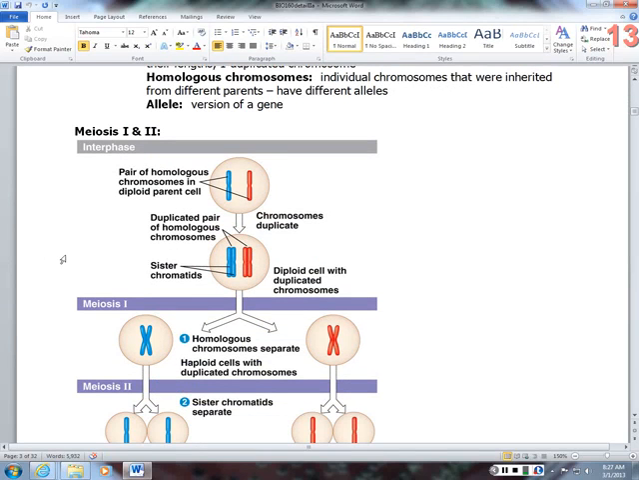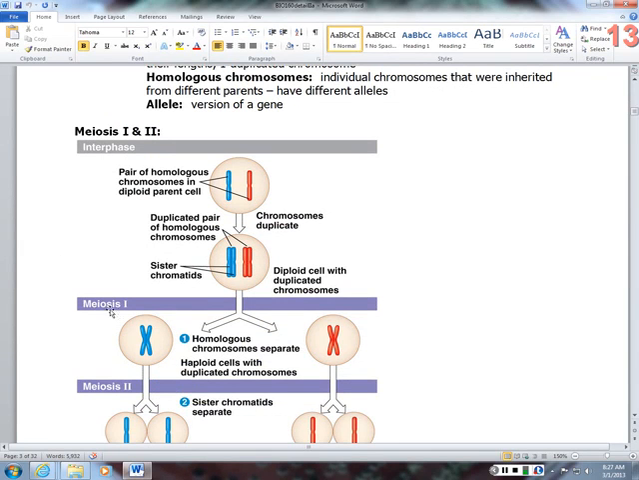So during interphase, before you do any division, you're going to start to pair the homologous chromosomes in the diploid parent cell. And then they're going to be duplicated. So this is where you're going to copy your genetic information before you get started.